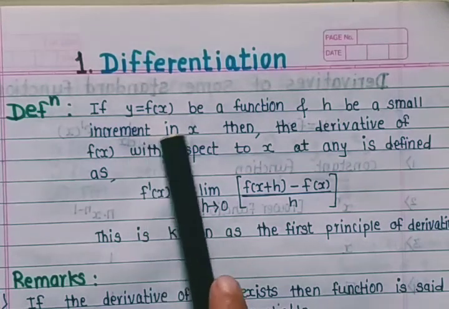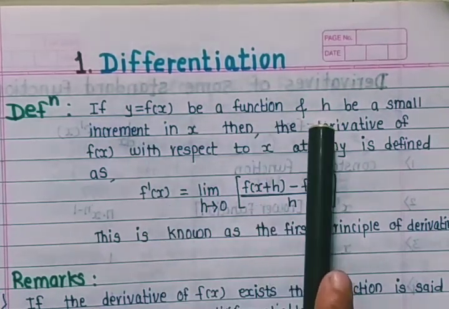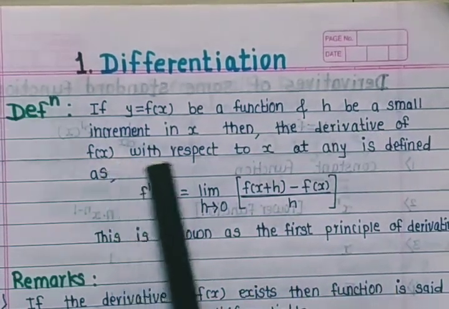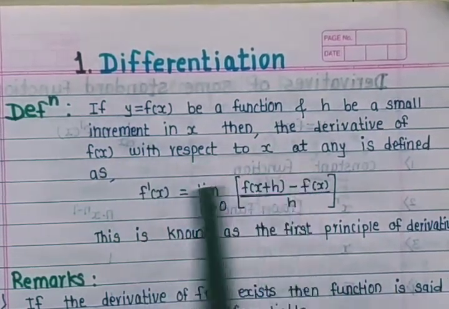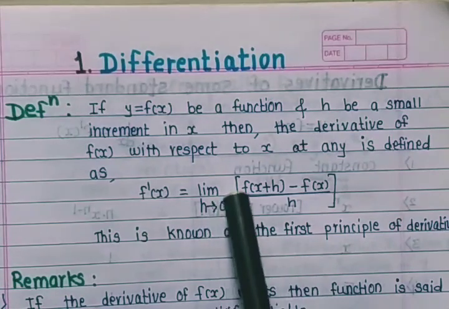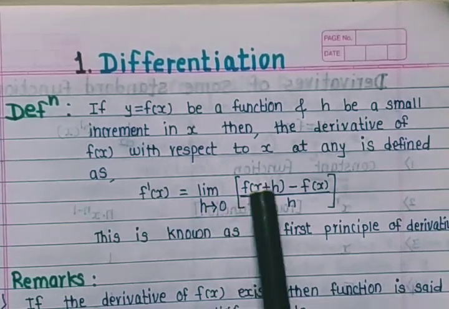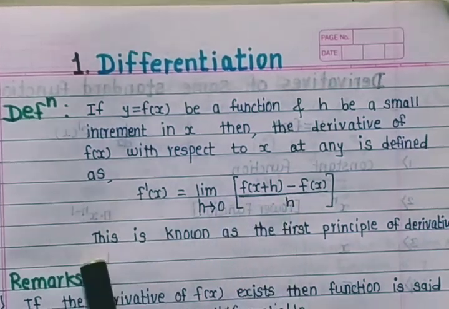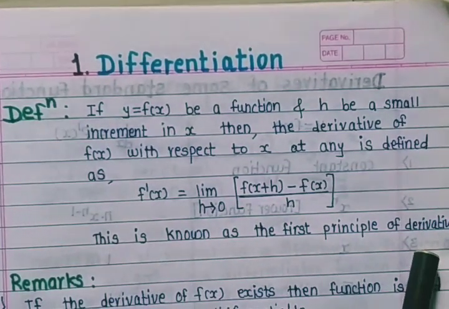If y equal to f of x be a function of x and suppose h is a small increment in x, then derivative of f of x with respect to x at any point is defined as f dash of x is equal to limit h tends to 0 f of x plus h minus f of x divided by h. This is the first principle of derivative.